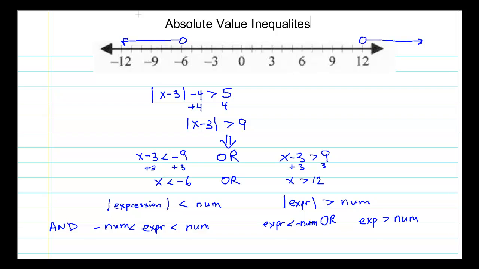So again, just to finalize here, the whole key on these absolute value inequalities is to convert them to the appropriate type of compound inequality. Absolute value less than becomes an AND problem or an in-between problem, and greater than becomes an OR.